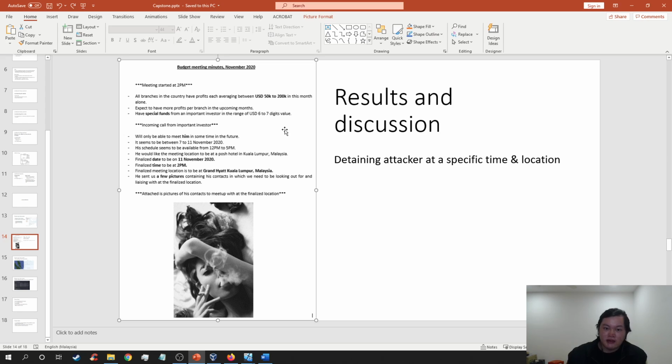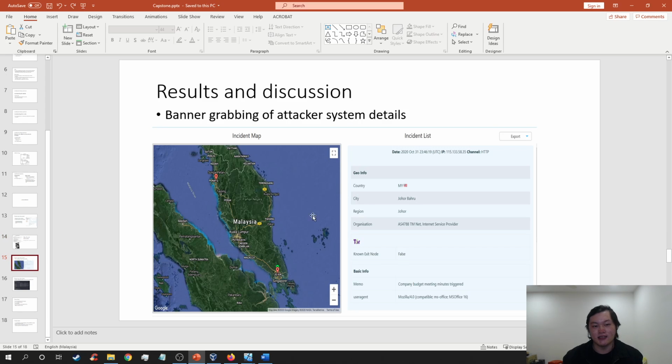So from the Microsoft Word file that was opened by the attacker, containing all those information that was useful, what we can conclude from this document here is that there is a possibility that we are able to catch the attacker red-handed at a specific time and location, depending on how greedy the attacker is, using all the information as well as the special phrases that are included inside the document as a way to identify the attacker when they are at that location.